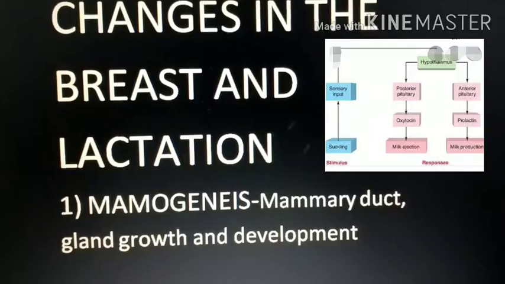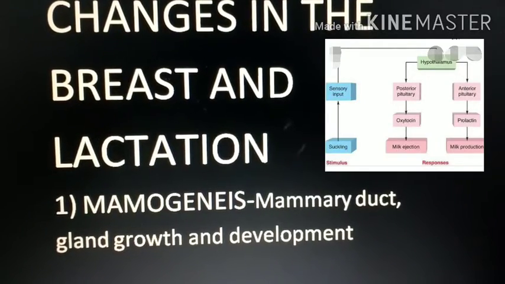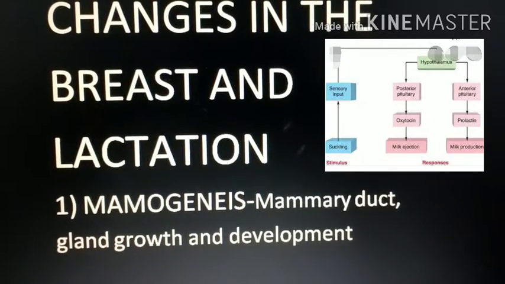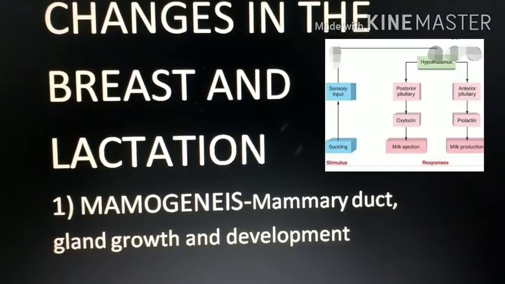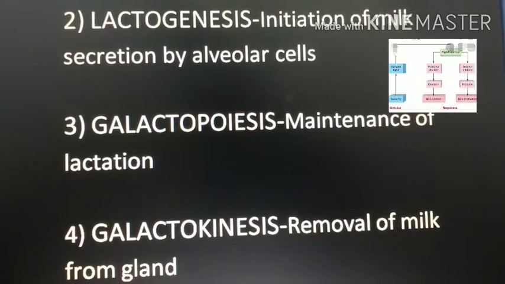Next is changes in the breast and lactation. First is mammogenesis. Here mammary duct and gland growth and development occurs. Second is lactogenesis.